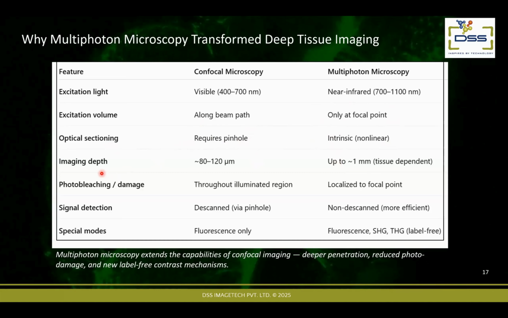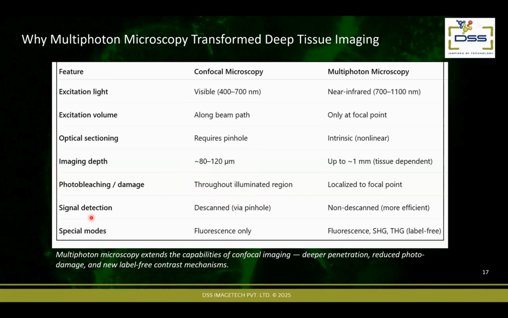And because we use near infrared light for excitation, it scatters less and we can go deeper into the tissue, up to 1 millimeter also. The imaging depth we can achieve with confocal is around 100 to 120 nanometers. And since confocal microscopy illuminates the whole sample, we have significant photobleaching and damage when we try to do long-term deep tissue imaging. Here it's not the case because excitation is limited to the focal point.